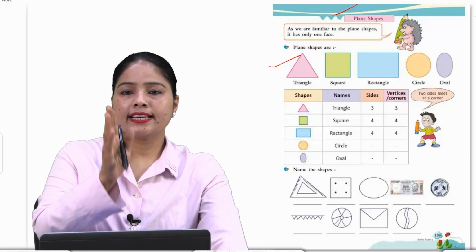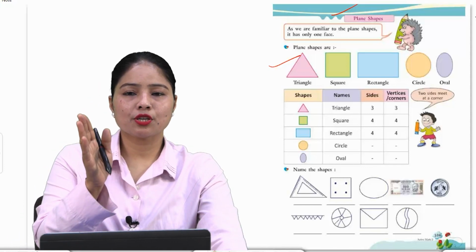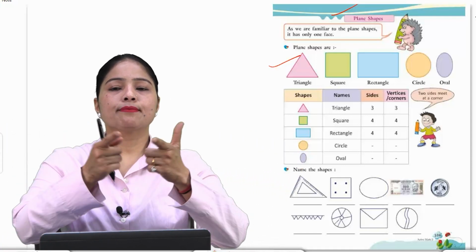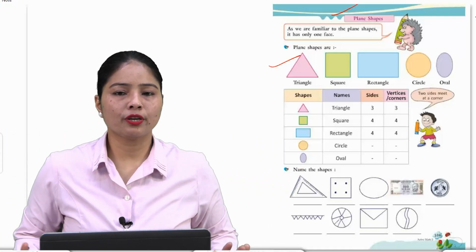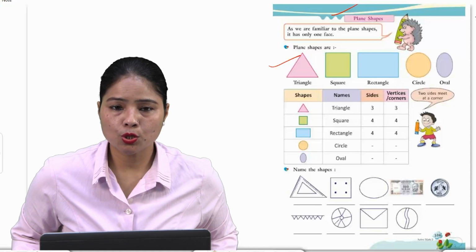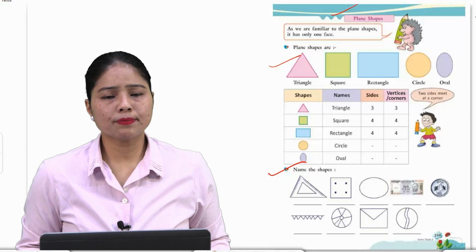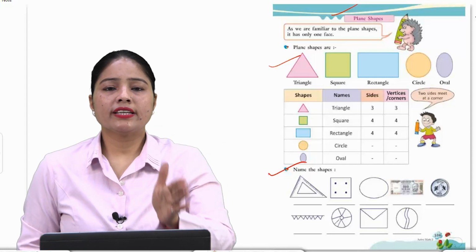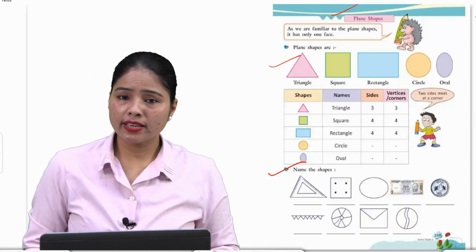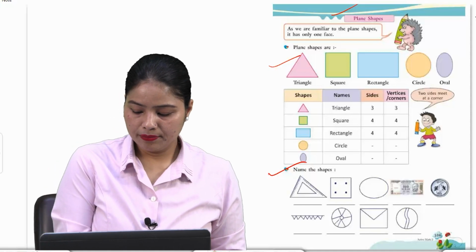So ये जो बच्चा है कह रहा है 2 sides meet at a corner. जब दो हमारी sides मिलती है तो वो corner बनती है, corner पे मिलती है. Okay? I hope you understood. Now name the shapes. अब आपको shapes के नाम बताने हैं. So first one is given. Yes, it's a triangle. So write it triangle.